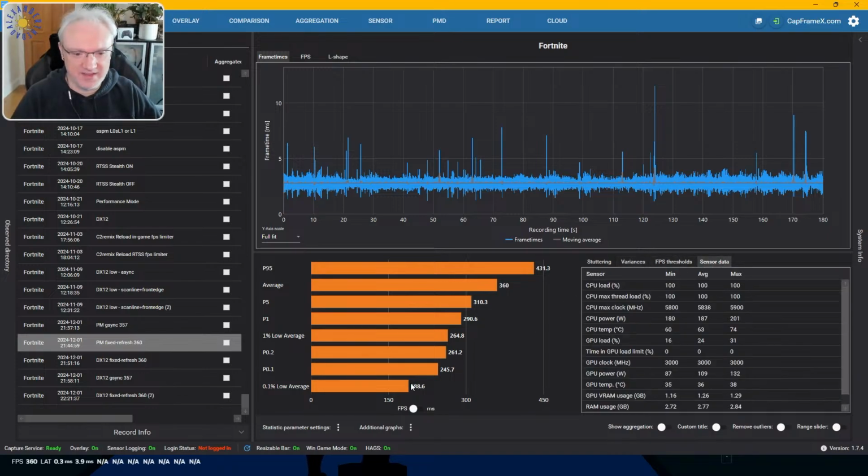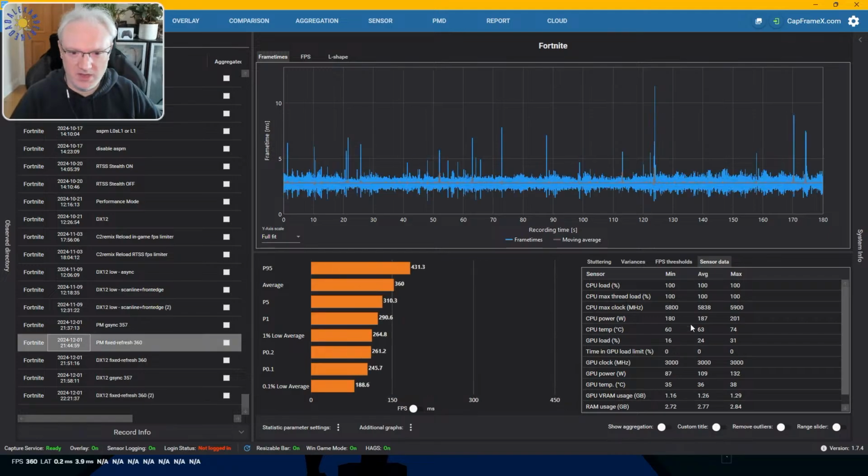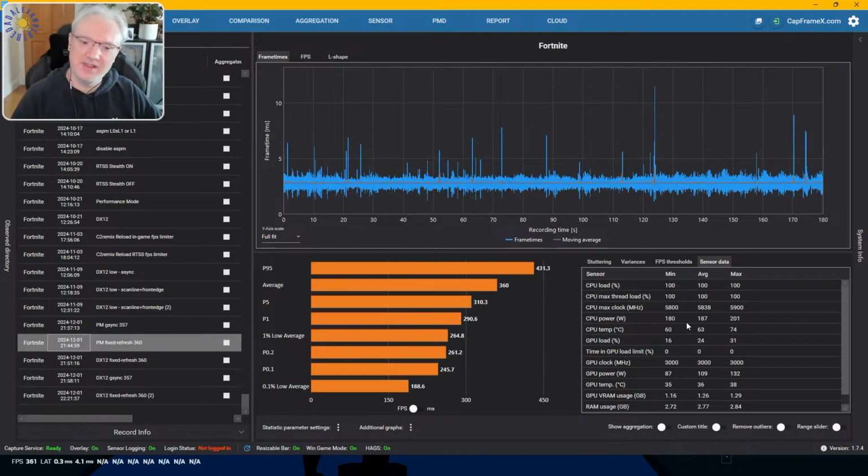Interesting to see the sensor data as well. So I'm pulling more CPU power with DX12, a little bit more. So the average 195 for DX12, 187. So the CPU is doing a bit more work with DX12, but also the GPU is doing a bit more work with DX12 as well. But that's kind of expected, because what they've done with performance mode is they've taken DX11 and they've just stripped down all the visuals for it.